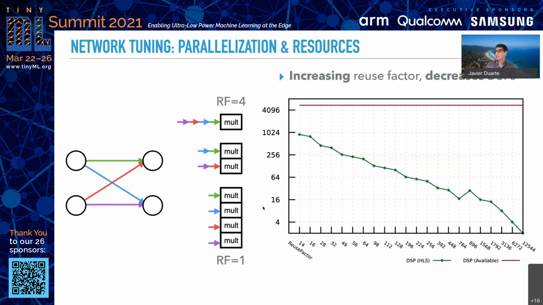As you can see here, as you increase the reuse factor, which is on the x-axis, you're able to decrease the number of DSPs that you need from the FPGA to run this model, because you're essentially reusing them for the multiplications that need to be done in each layer. So there's a nice trend that you can see as you increase the reuse factor.